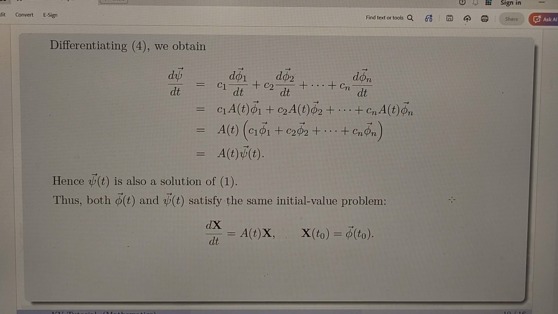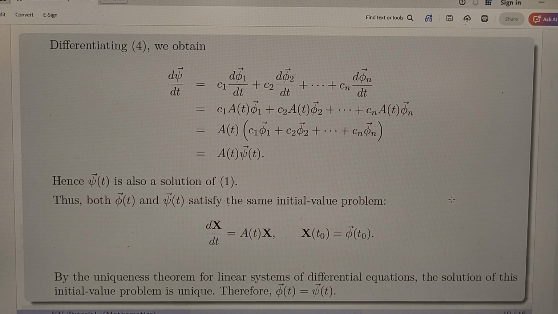So here we get φ(t), ψ(t) both satisfy the same initial value problem dx/dt equal to A(t) into x, with x(t0) equal to φ(t0). So by the uniqueness theorem for linear systems of differential equations, the solution of this initial value problem is unique. Therefore, φ(t) equal to ψ(t). That means φ can be expressed as a linear combination of φ1, φ2, ... φn.